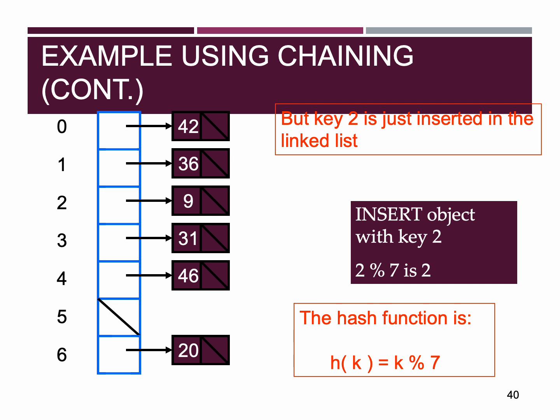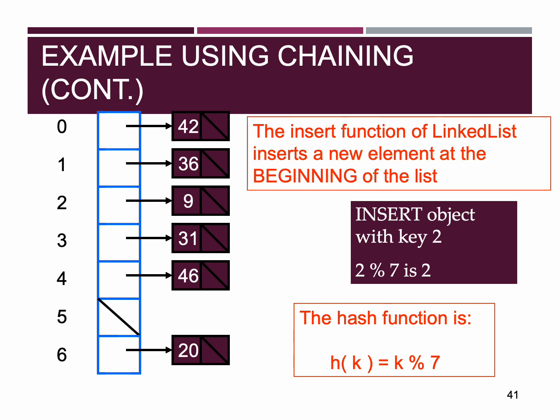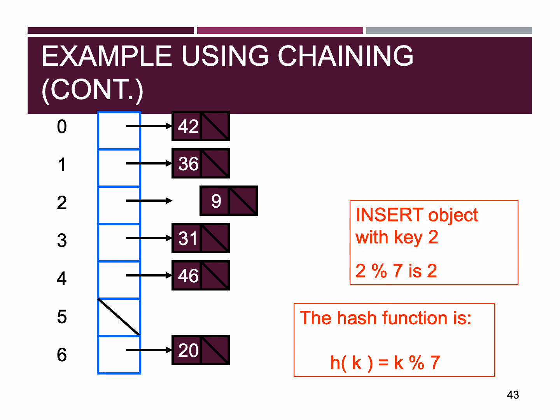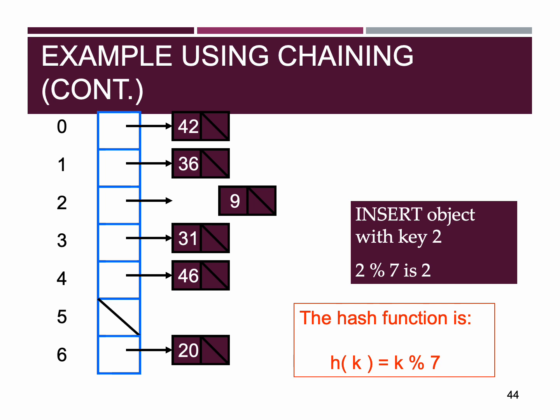Like I said, key 2 is just inserted in the linked list. The insert function of a linked list inserts a new element at the beginning of the list. So you will see here that the 9 will move, and then 2 is inserted here right away. So always remember, when you add a new value, it always inserts the new value at the beginning of the linked list. So the previous value has to move right so that you can insert the new value.